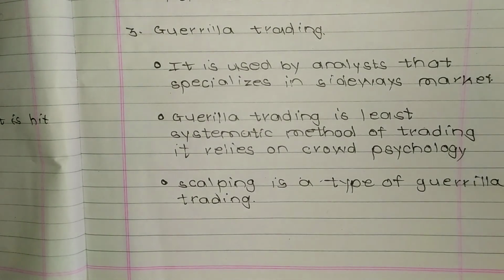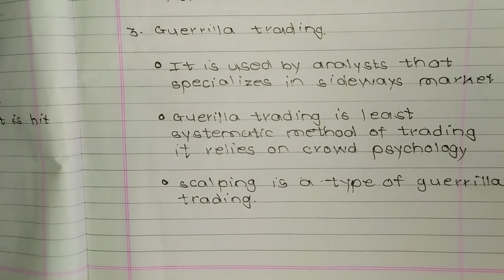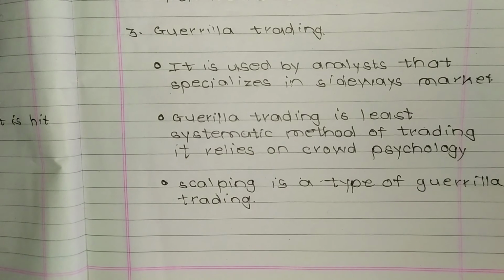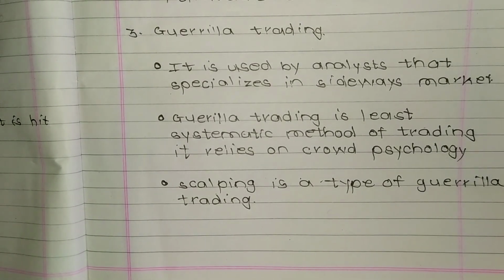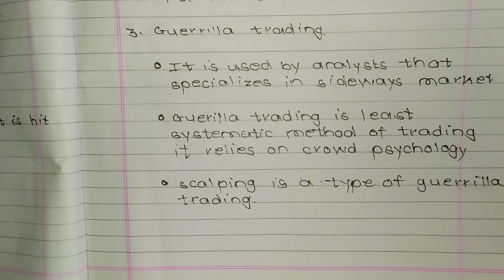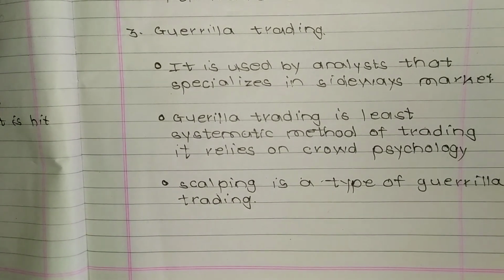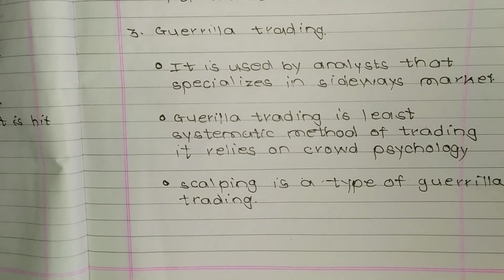Then scalping is a type of guerrilla trading. Scalping is basically buying and selling in a very fast manner, in a very short time. Risk to reward is 1 to 1 in scalping, but trading is so fast that mostly people end up in profits. So it is like trading in a very short interval. It has no main indicators, no large analysis involved. So that is guerrilla trading.